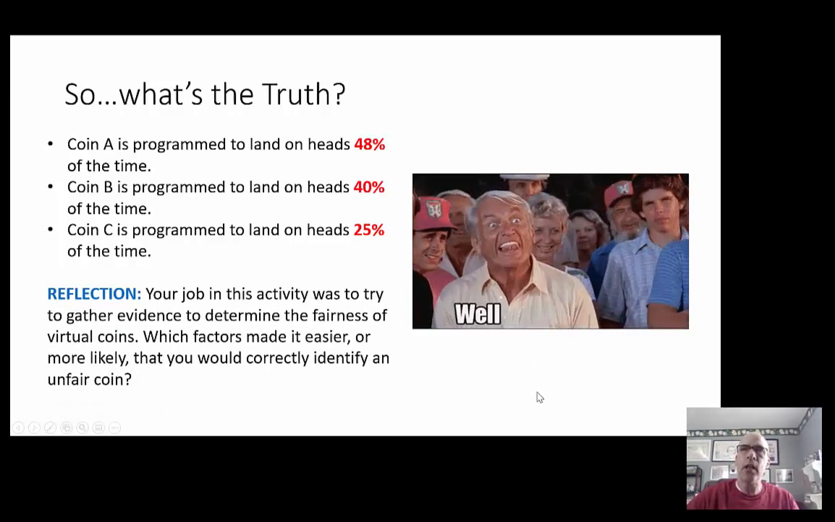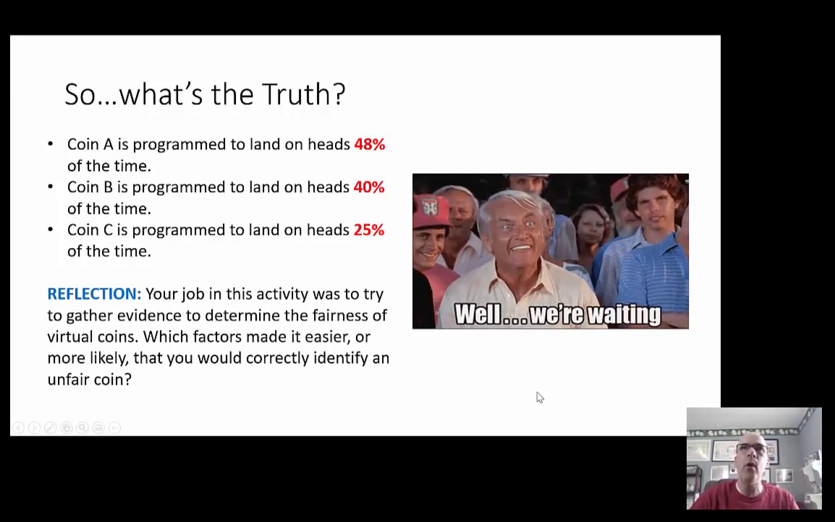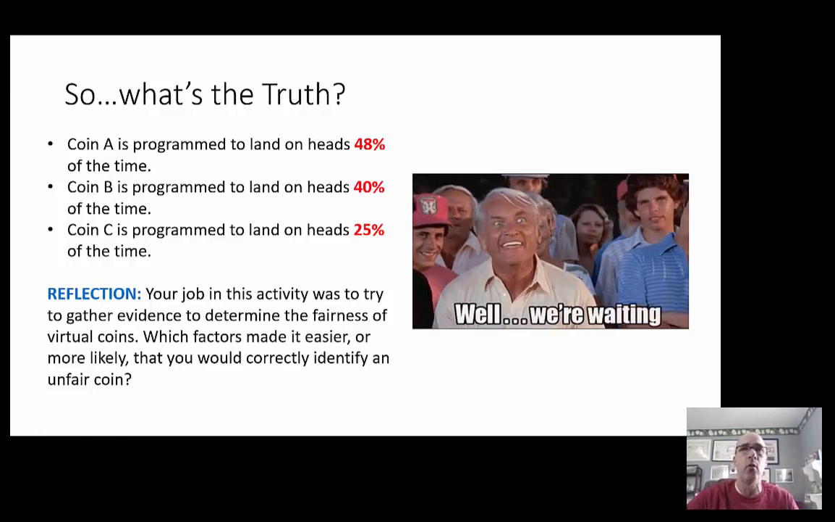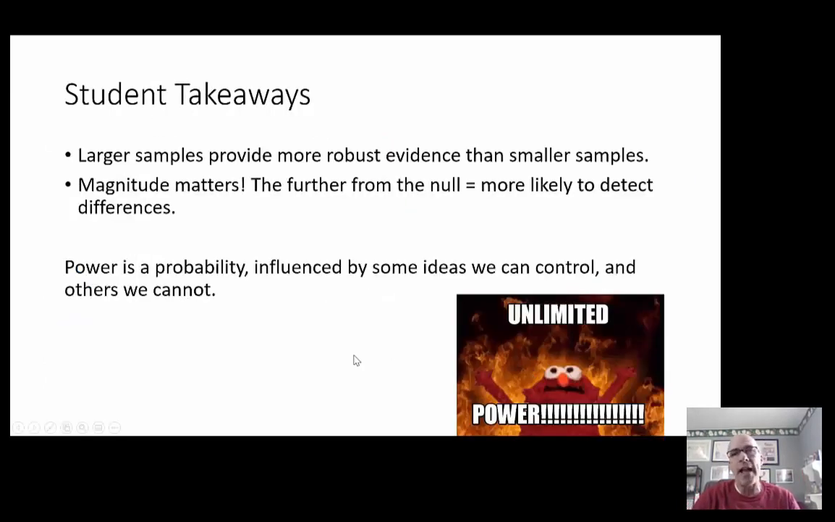Then we have the students gather in groups and talk about what factors made it easier or more likely that you would correctly identify an unfair coin. And the students were fantastic. Key takeaways, again, things students said without me having to prompt them too much: larger sample sizes provide more robust evidence. We should have more trust in bigger sample sizes and use that information to help guide our decision making.